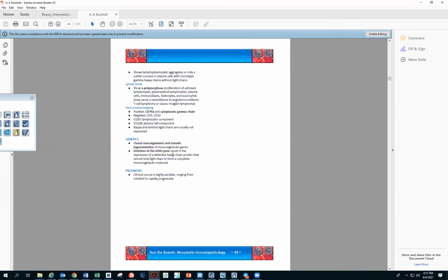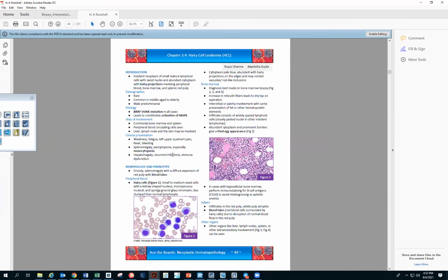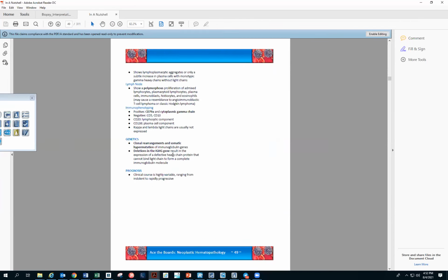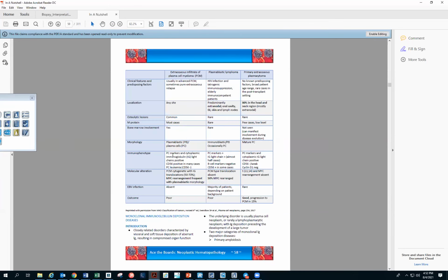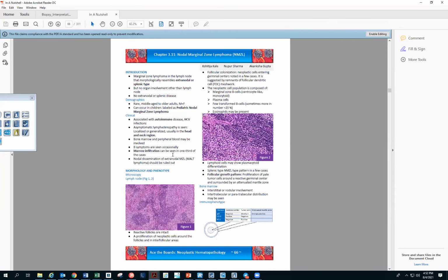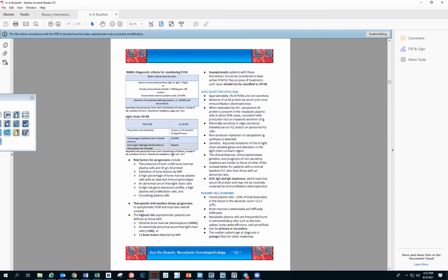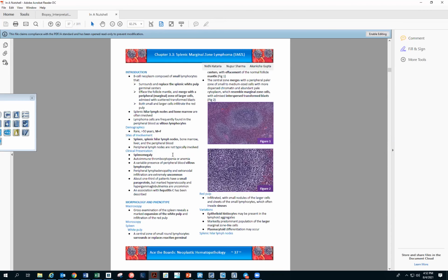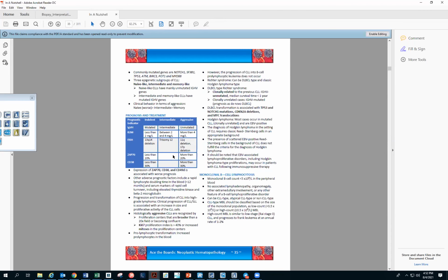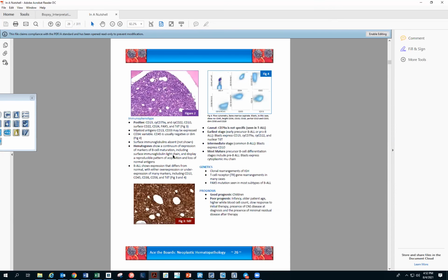And let me see if I can find that one. Looks like it might be nodal marginal zone. I don't know. I thought there was a Kshitija table somewhere. I like Kshitija's table, nodal marginal zone. No. Yeah, maybe I can't find it. But there was a nice table that maybe if you guys go back and look into the book, if you have it, you might find it.